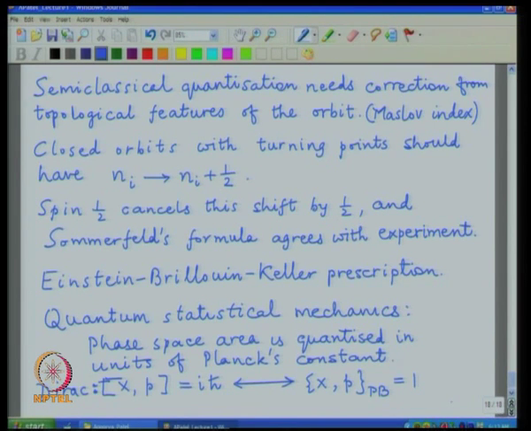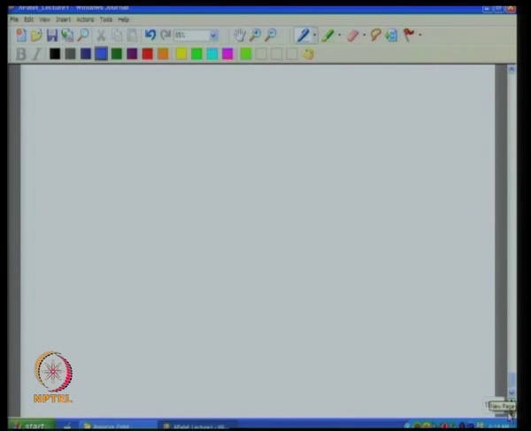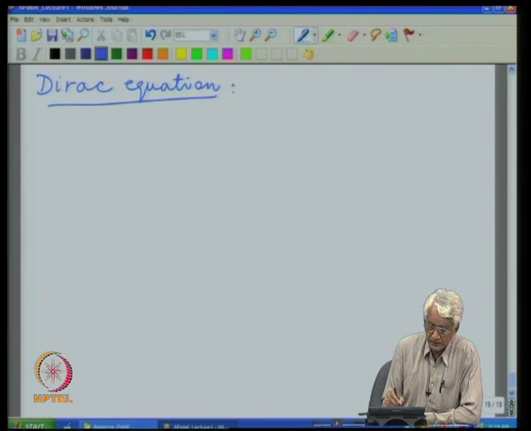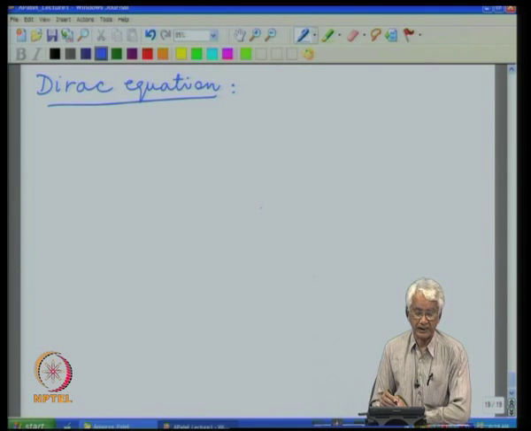But we leave these things aside now. Most of it is only of historical interest, and we will go back to a standard description of relativistic quantum mechanics, and that is now the topic of the relativistic wave equation due to Dirac.